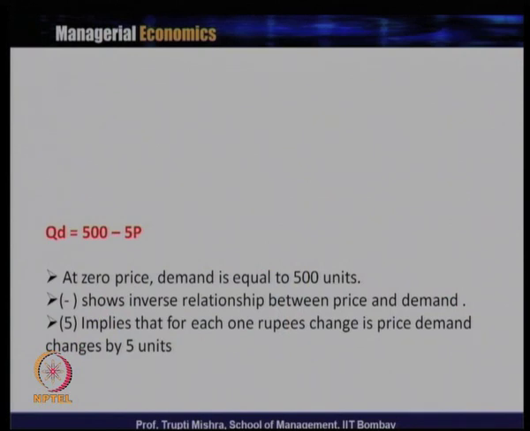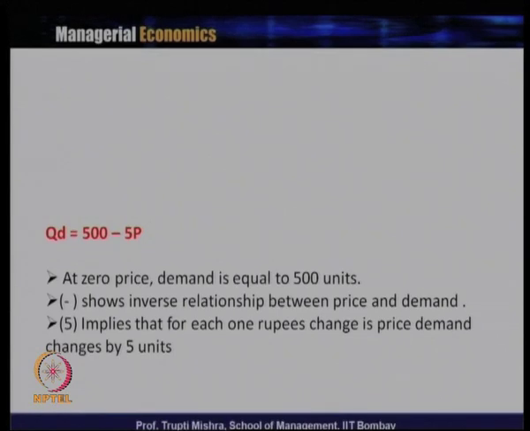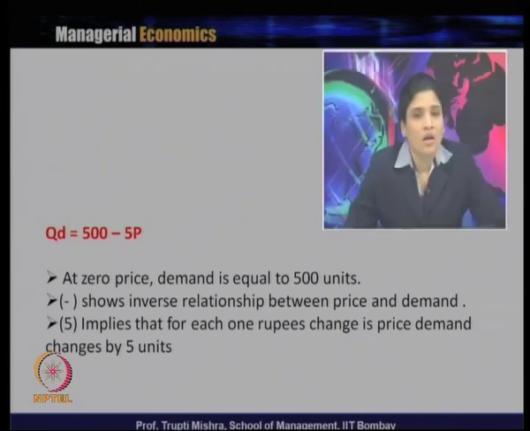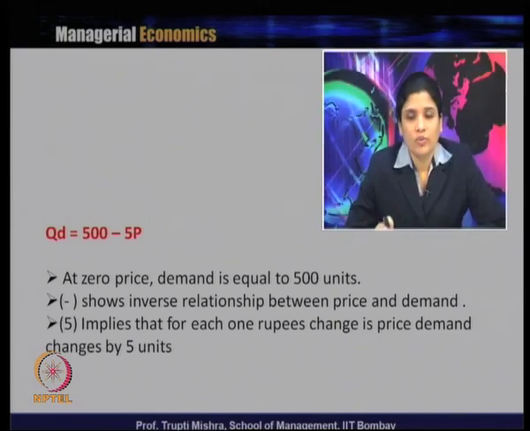So if you take a simple example, QD is equal to 500 minus 5P, a typical example of the demand function. So how do you interpret this typical demand function? Here, all other variables are constant because we don't have the value for income, the prices of other goods, future prices, number of consumers, or taste pattern. So we can say that the quantity demanded is only dependent on price. So QD is equal to 500 minus 5P.